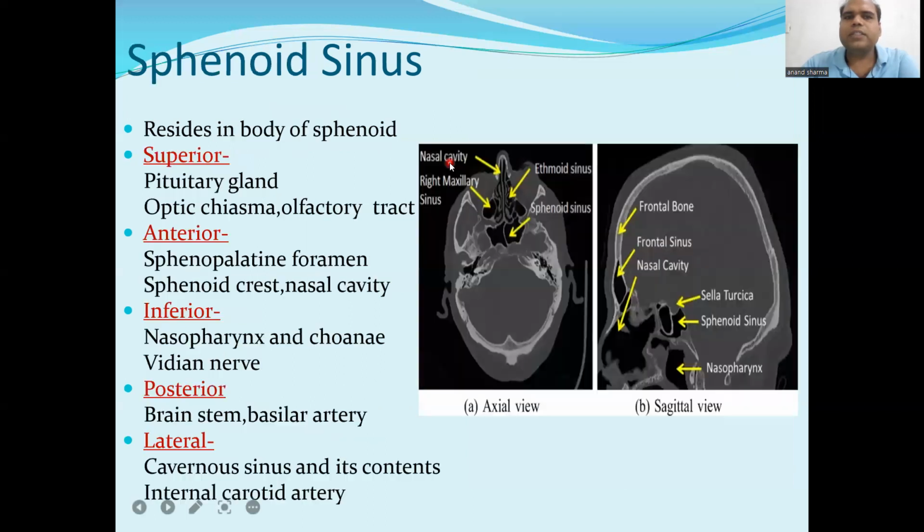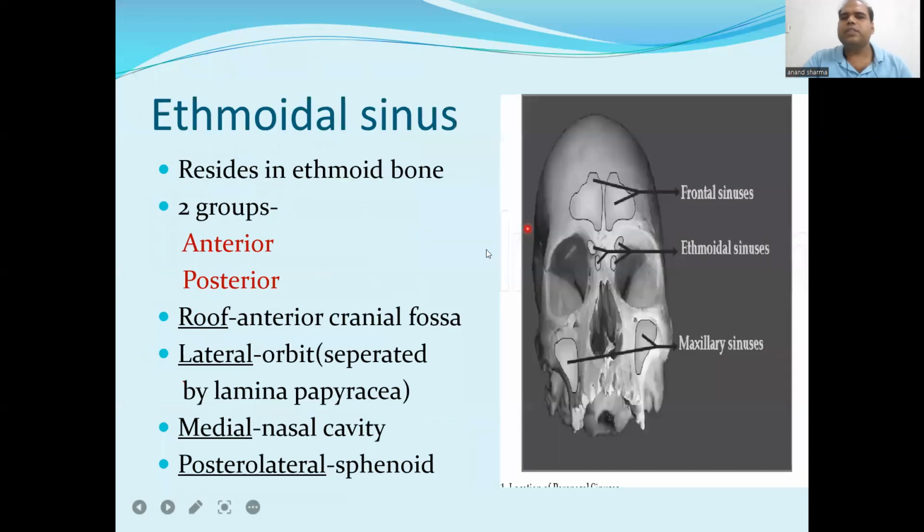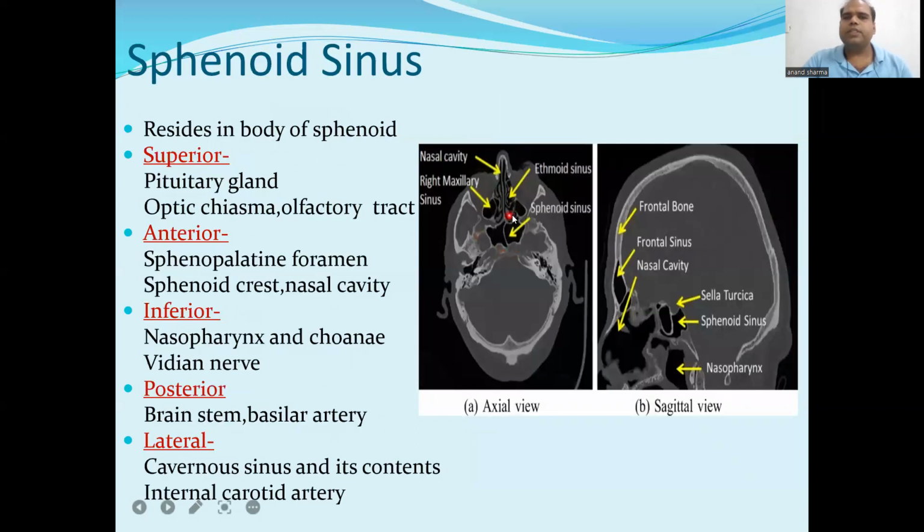Now the next sinus is the sphenoid sinus. Here we can see this is the sphenoid sinus. It is present in the sphenoid bone. Superiorly there is the pituitary gland, optic chiasma, and olfactory tract. These three structures form an indent in the roof of the sphenoid sinus. So the clinical importance here is that transnasal pituitary surgeries can be done through the sphenoid sinus.